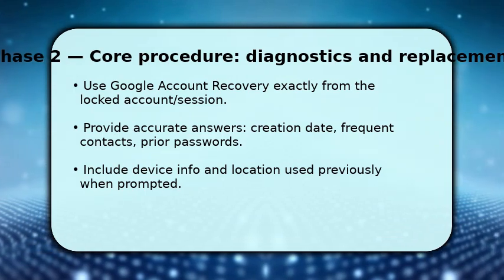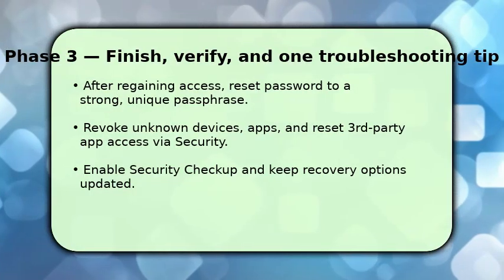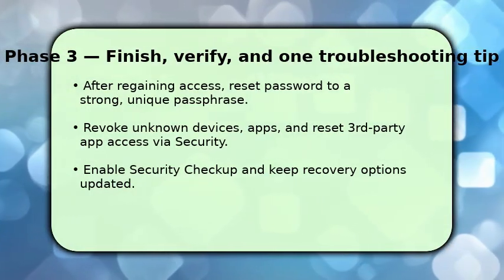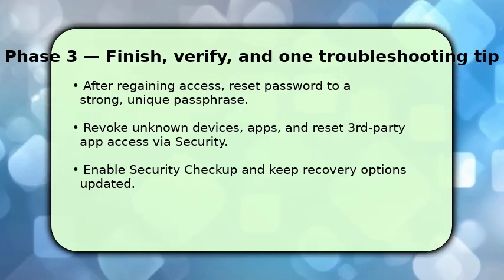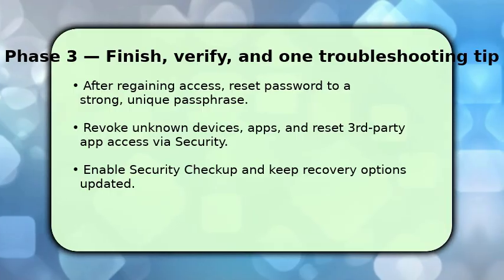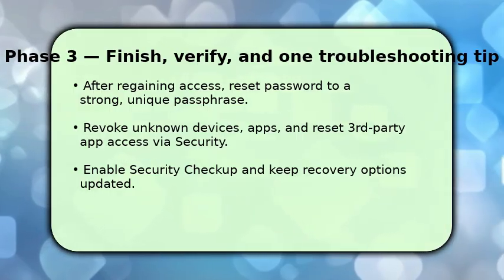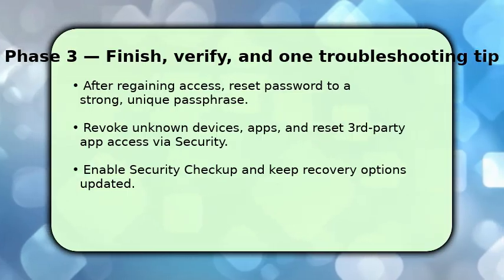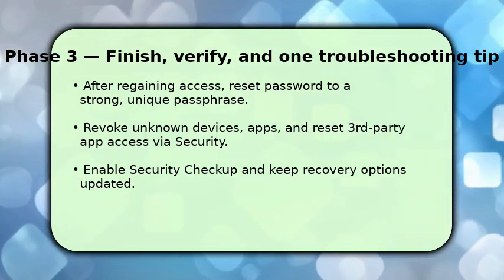You finish by locking down the account. Change the password to a long, unique phrase and immediately sign out all other sessions. Then, review third-party app access and revoke anything suspicious. Remove unknown devices. Once done, run Google's security checkup and enable Advanced Protection if needed.